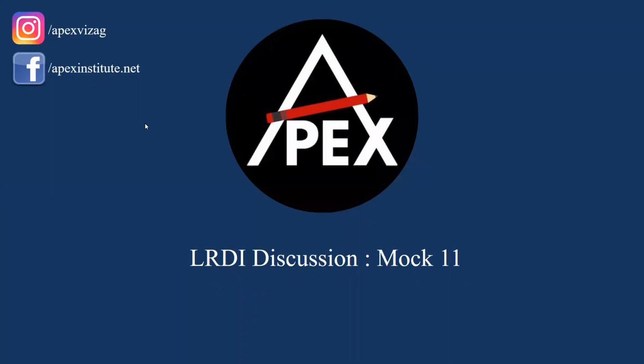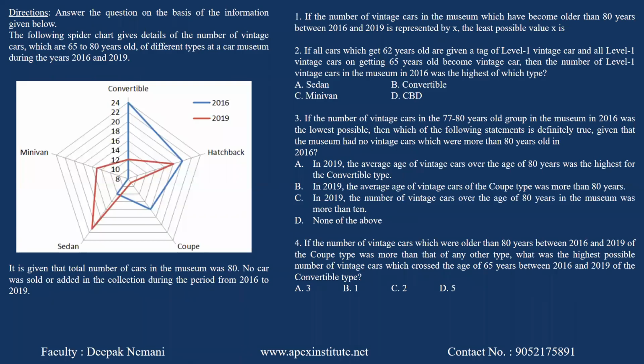So first question. Question from data interpretation, web graph or a spider graph or spiral graph. Answer the question on the basis of information given below. The following spider chart gives details of the number of vintage cars which are 65 to 80 years old of different types of cars at a museum during the years 2016 and 2019. So we are given the number of cars which are between 65 to 80 years.